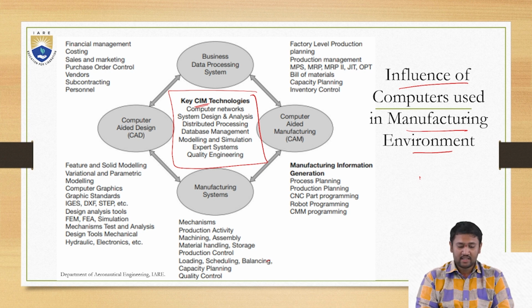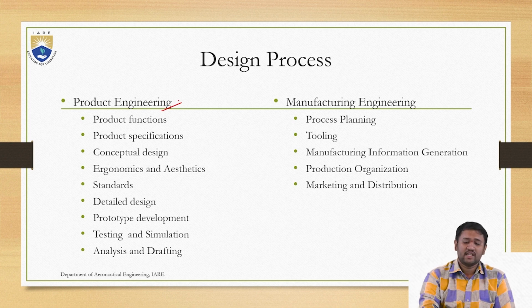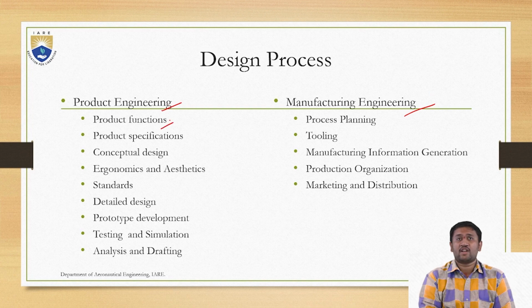Now coming to your next topic, the design process. Design process is basically classified under two sections. First is your product engineering, second is your manufacturing. Coming to product engineering, first we are supposed to understand what the product is and what its functions are.